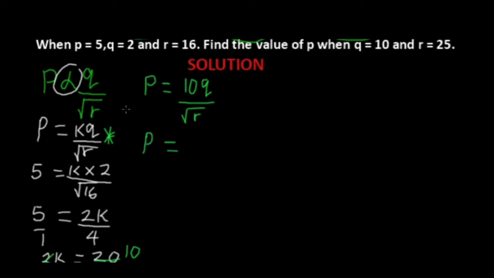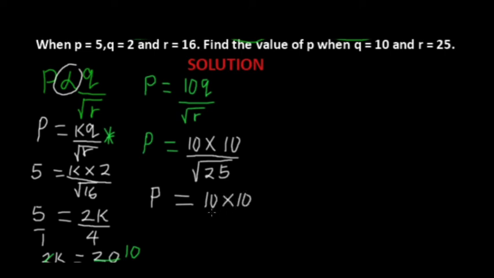So P we are looking for equals 10 times Q. In this case, Q is now 10 and R is now 25. So what do you think this will be? 10 times 10 over the square root of 25. What is the root of 25? That is 5. So we can therefore cut quickly, 5 here 1, 5 here 2. So P becomes 10 times 2, and that is 20.